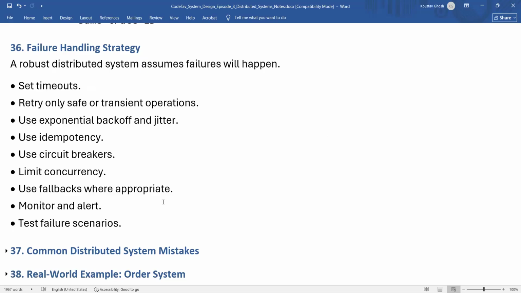Next, idempotency: make repeated requests safe. Next is circuit breaker: stop calling an unhealthy dependency. Bulkhead means we need to isolate the resources. Then we need to consider rate limiting for controlling traffic, load shedding to protect critical functionality, and monitoring to detect problems quickly. This is what makes a system more resilient.